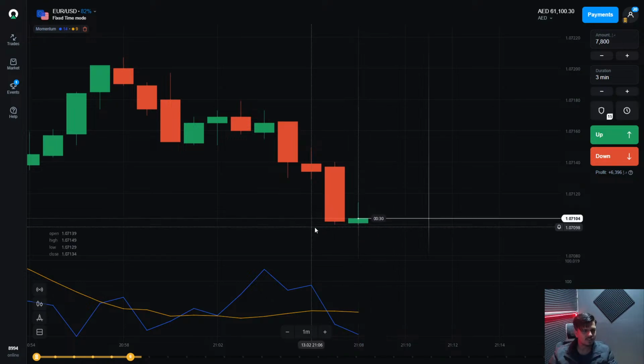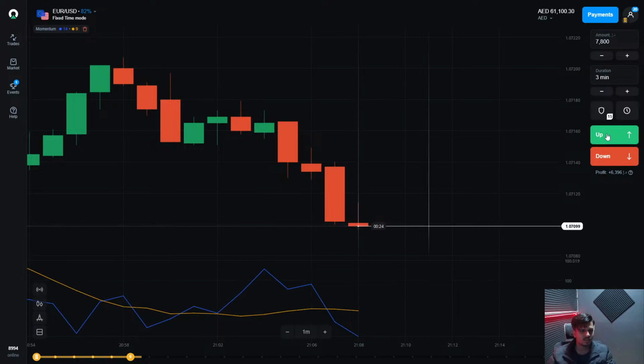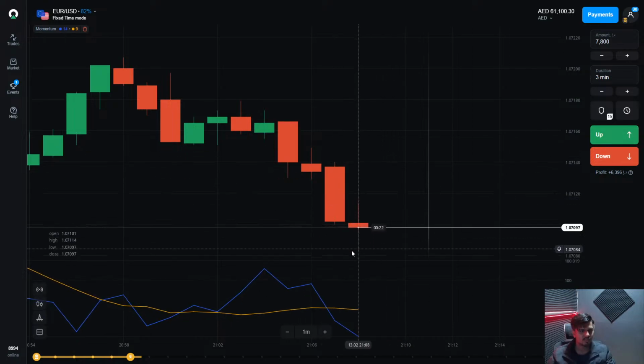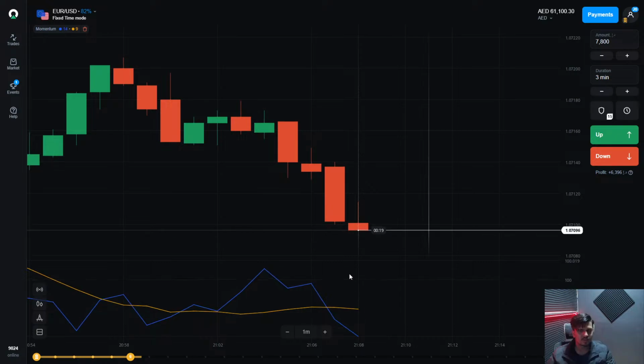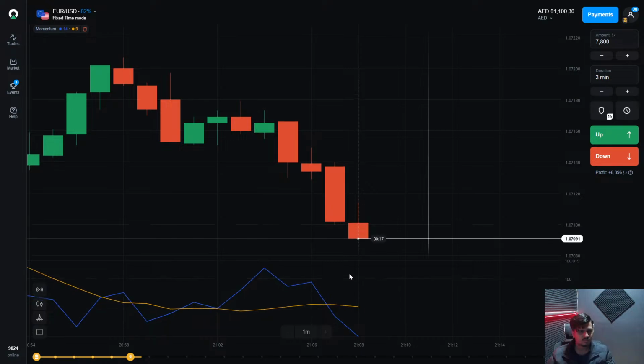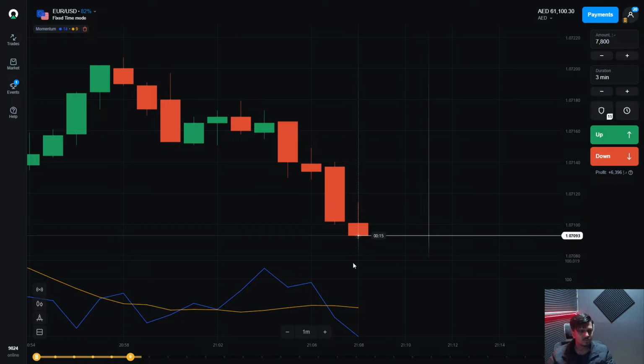You can see here, guys, 30 seconds remaining, and after that it can come back upward also. So we are here. See, if I make the uptrend, it will still go downward. It's still moving downward.